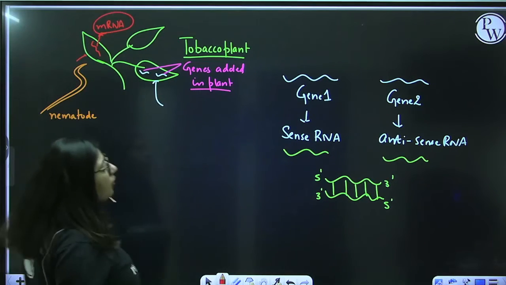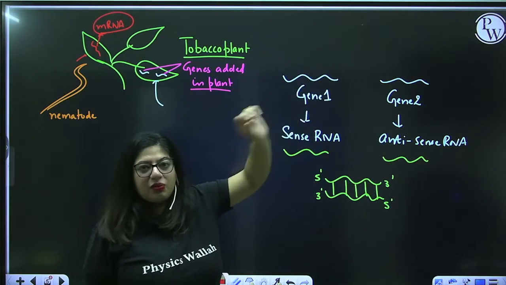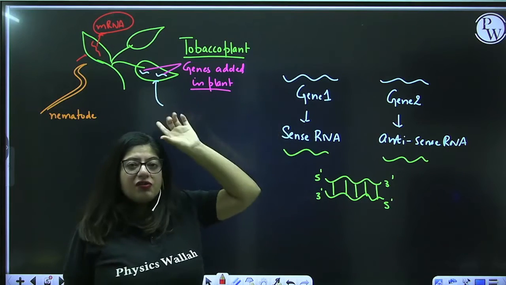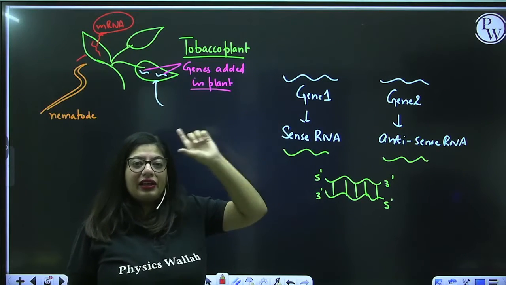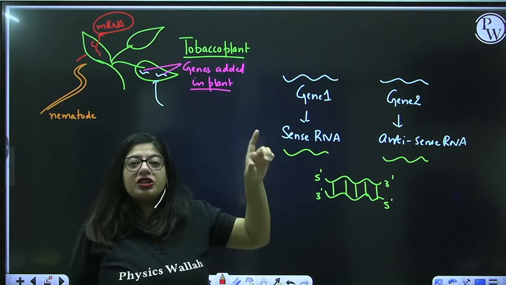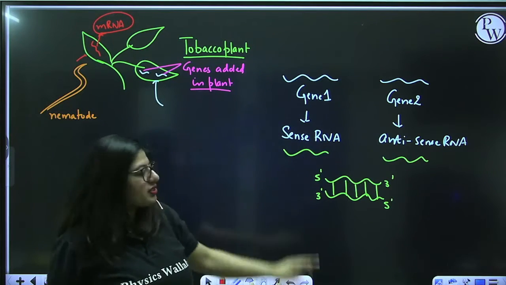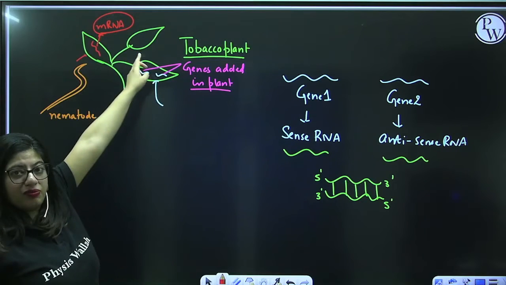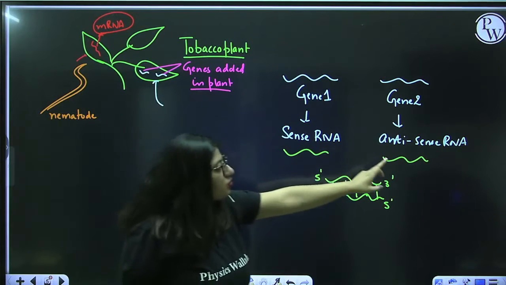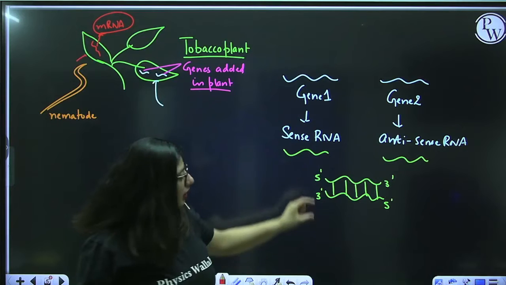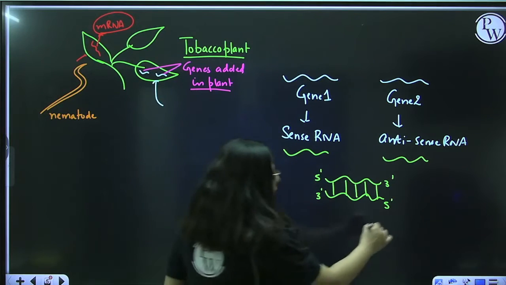So what we did, we added genes in a way that one gene will produce mRNA exactly equivalent to the gene of Meloidogyne. So imagine this sense RNA which is produced is equivalent to the mRNA of Meloidogyne. Now these two are complementary to each other and they will form double-stranded RNA.